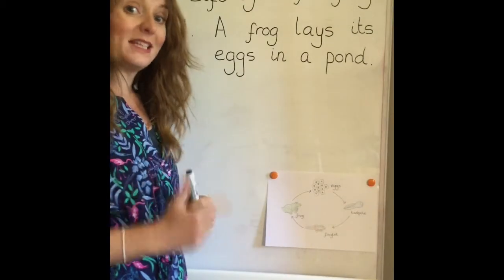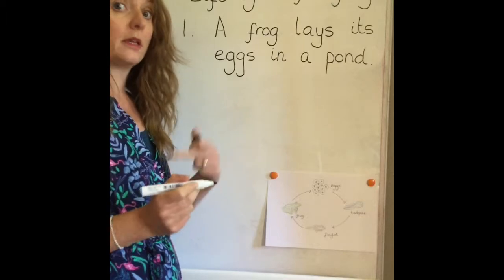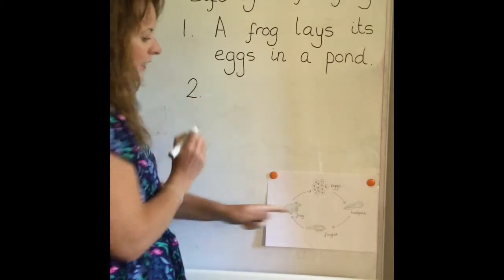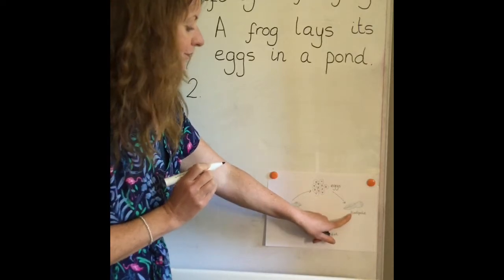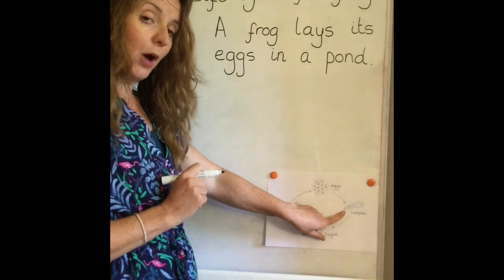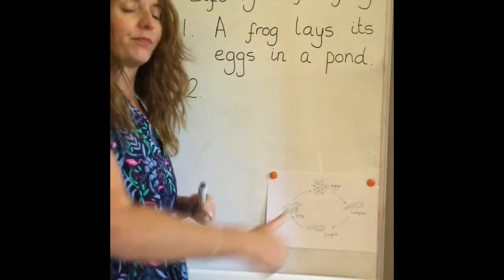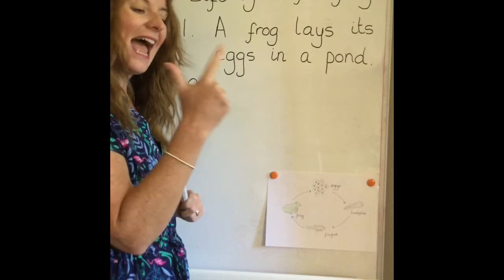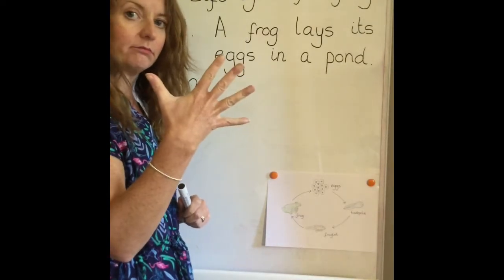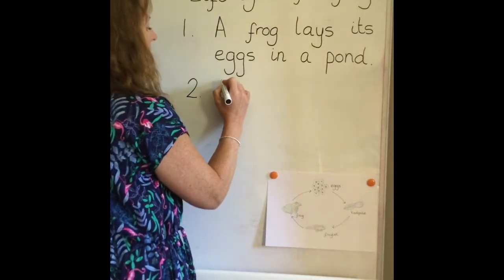So I'm going to write my second sentence now. Need to remember to put my number 2 because this tells us that it's the second stage. And here's the second stage. So the sentence I'm going to write is going to say, tadpoles hatch from the eggs.